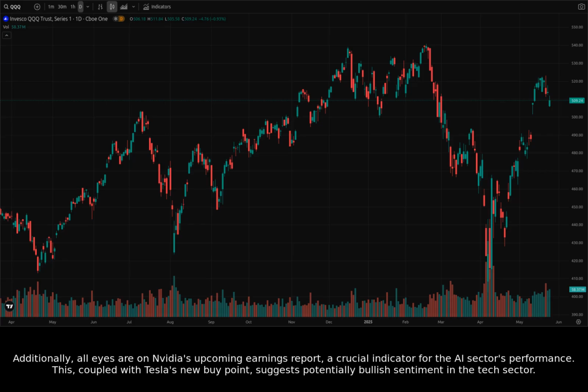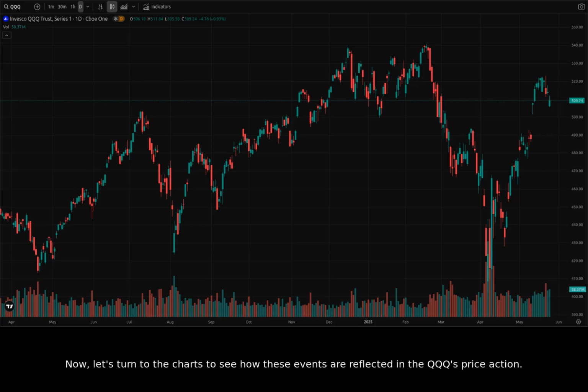Additionally, all eyes are on Nvidia's upcoming earnings report, a crucial indicator for the AI sector's performance. This, coupled with Tesla's new buy point, suggests potentially bullish sentiment in the tech sector. Now, let's turn to the charts to see how these events are reflected in the QQQ's price action.